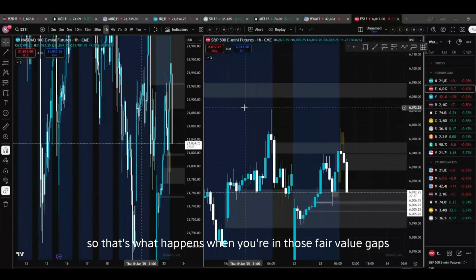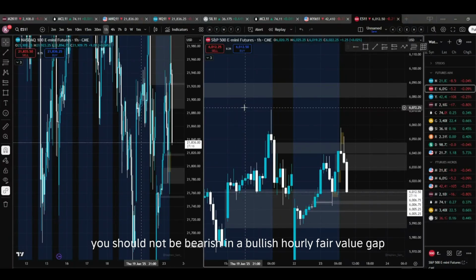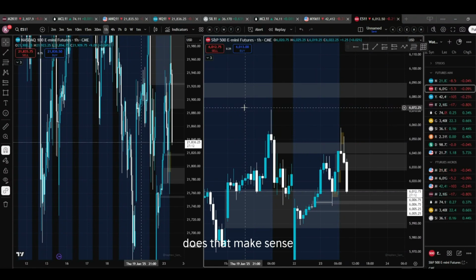So that's what happens when you're in those fair value gaps. With a 1 hour bearish fair value gap, you should only be bearish. If it's bullish, you be bullish. You should not be bearish in a bullish hourly fair value gap. Does that make sense?